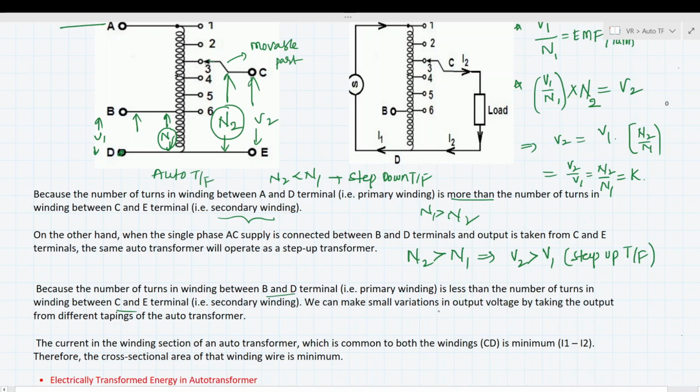So we can make small variations in output voltage by taking the output from different tappings of the auto transformer. We can change very small variations. If you move it from position 3 to 4, the voltage will be reduced. If you further move the knob to position 5, you will further reduce the output voltage. So we can smoothly vary the voltage using this auto transformer.